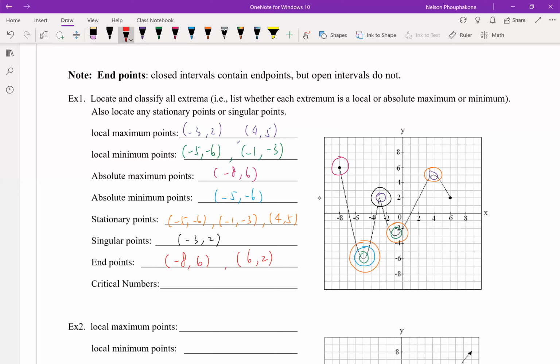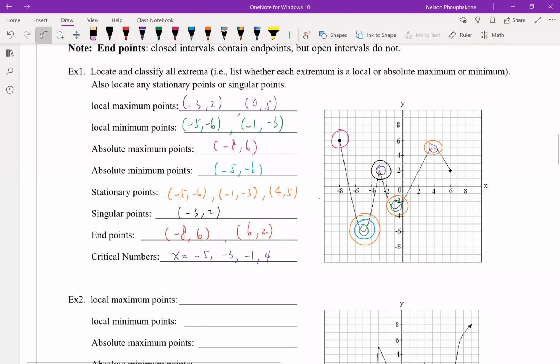Now, how about my critical numbers? Remember, critical numbers are basically x equal to. So from left to right, I have -5, -3, -1, and 4. Is that okay?